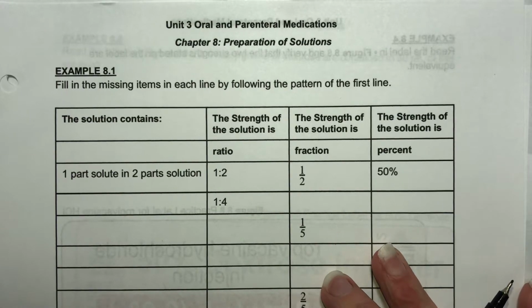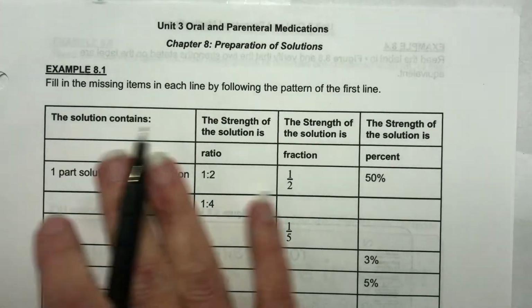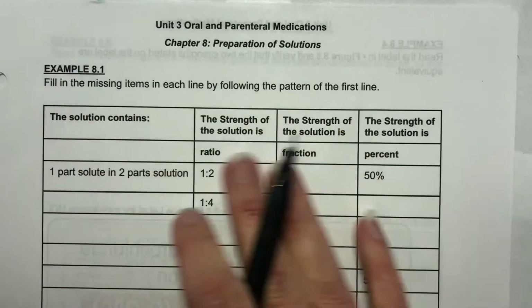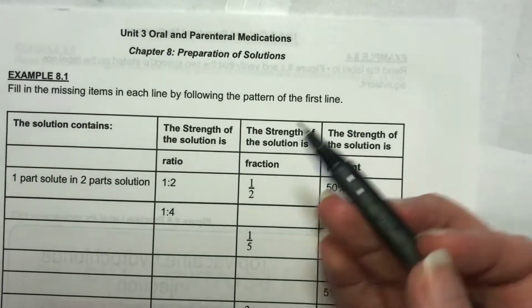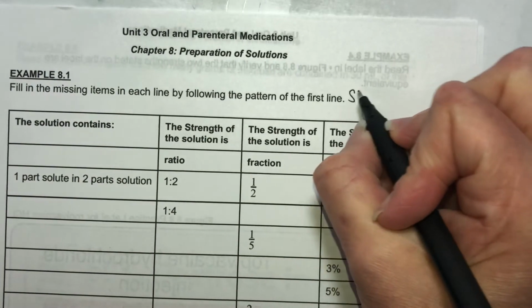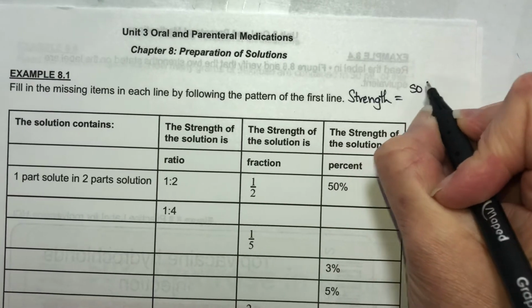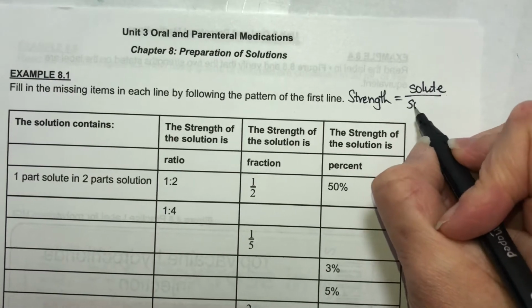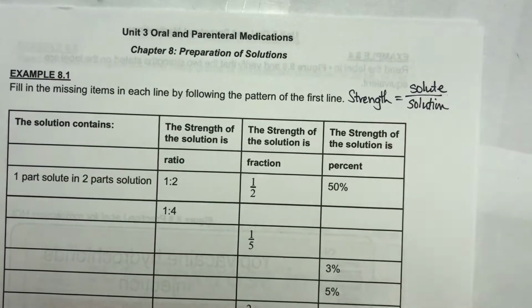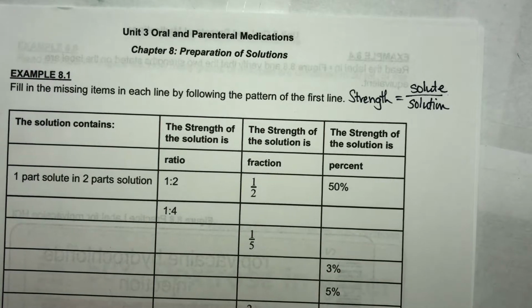This is chapter 8. We're going to be talking about how to prepare solutions. The first problem is we are supposed to fill in this chart given basic information. The thing we need to know is that the strength of a solution is the solute, which is the drug, over the solution. So I might be adding 3 grams of something to 100 liters, and I end up with 100 liters of something. So it's just a ratio.